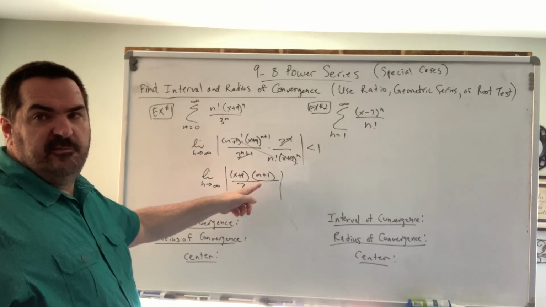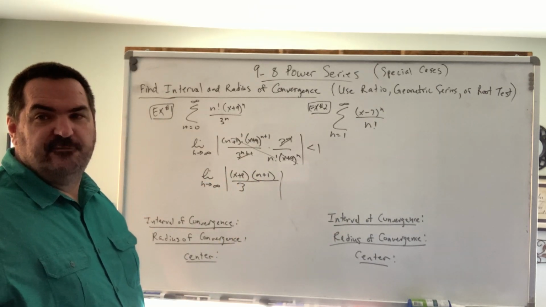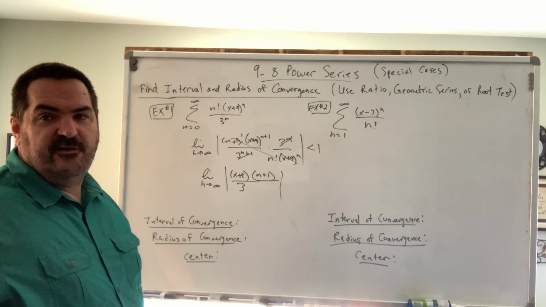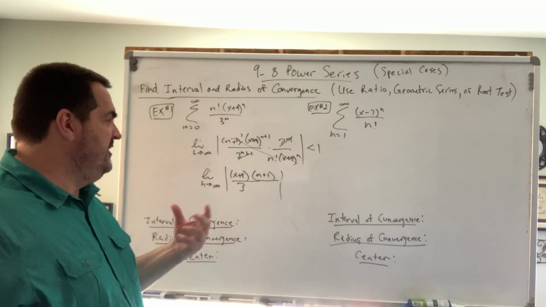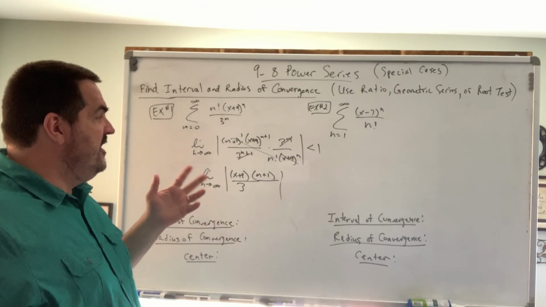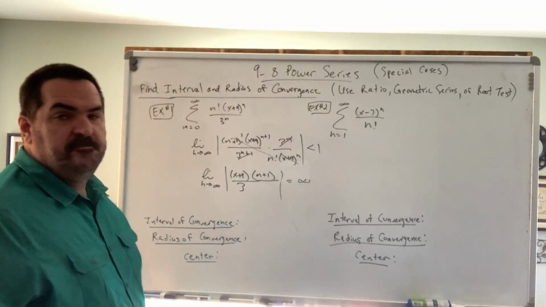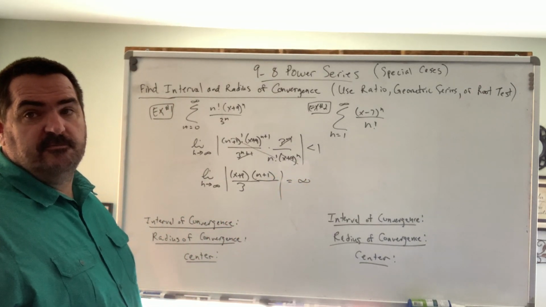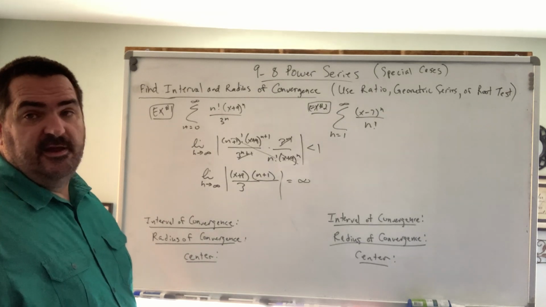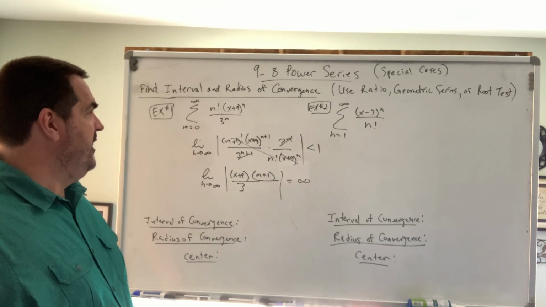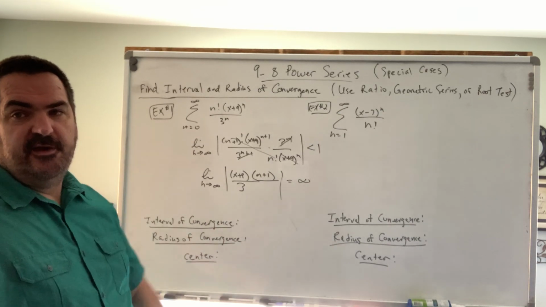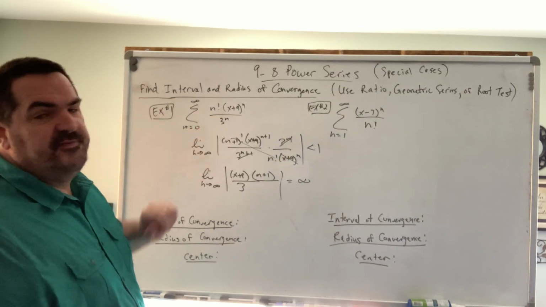Since this is going to take me to infinity, it doesn't matter what number I plug in here for x. I can plug in 25 and I get 25 times infinity, and it doesn't have any effect. So it turns out this goes to infinity always. So it's not going to be convergent. There's no x value that can make it convergent. There's only one x value that would stop it, which is at the center.